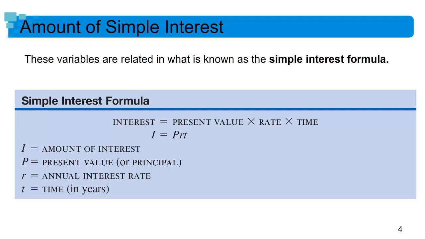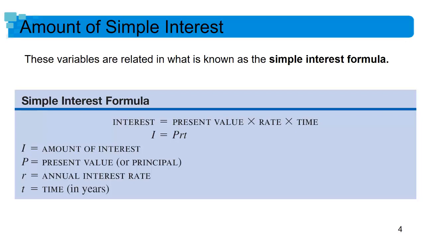Unless you're borrowing money from a relative, you're never going to see simple interest, right? All lending institutions always use regular compounded interest. But in any case, these letters pretty much remain the same throughout all of our formulas.